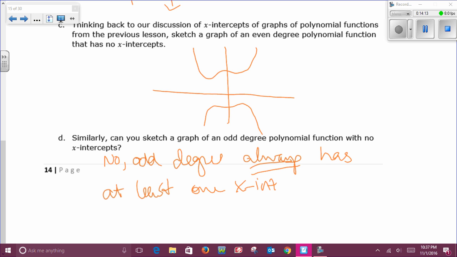Always, always, always. Can't change that little fact. That's one way we can tell if it's an odd degree or an even degree.